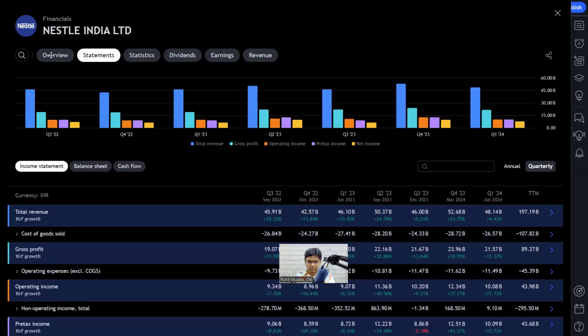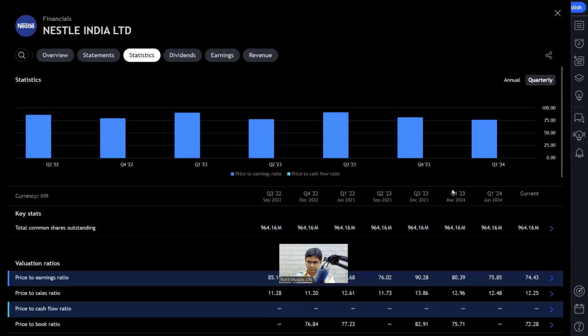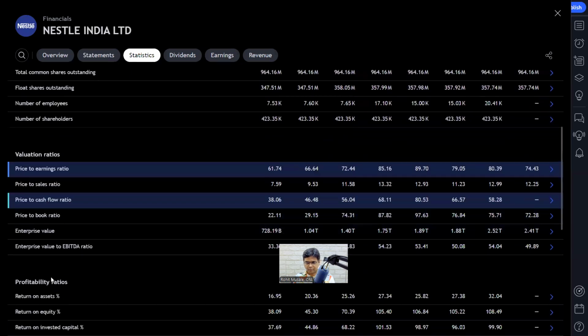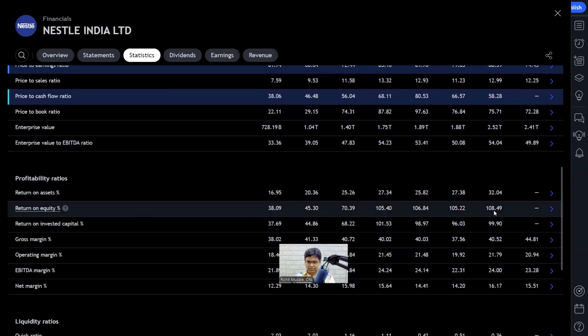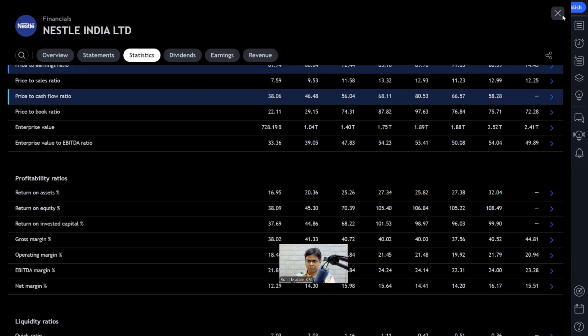So TradingView itself is a fantastic platform. Click on statistics, go to annual, find out what's the return on equity. See, it's 108%. Okay, it's a fabulous company. Okay, big money making company. However, just because a company is big in size and has a good competitive position in its business doesn't mean that it is growing at the rate that we want it to grow. Okay, and that is reflective in the stock price.